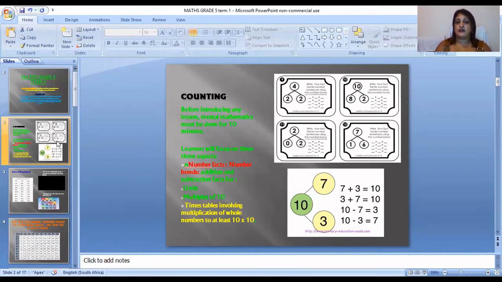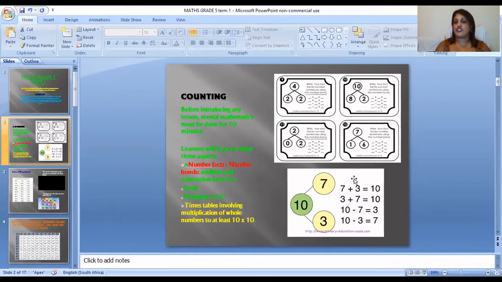Now, counting, before introducing any lesson, mental mathematics must be done for 10 minutes. You'll focus on bonds and tables, right? For example, you will do your bonds this way here. These are number bonds, which has number facts in them. We'll be focusing on addition and subtraction, basically. And while we're doing this, we will work on inverse operation. So let's look at this here. This is a diagrammatic formation of bonds, right?